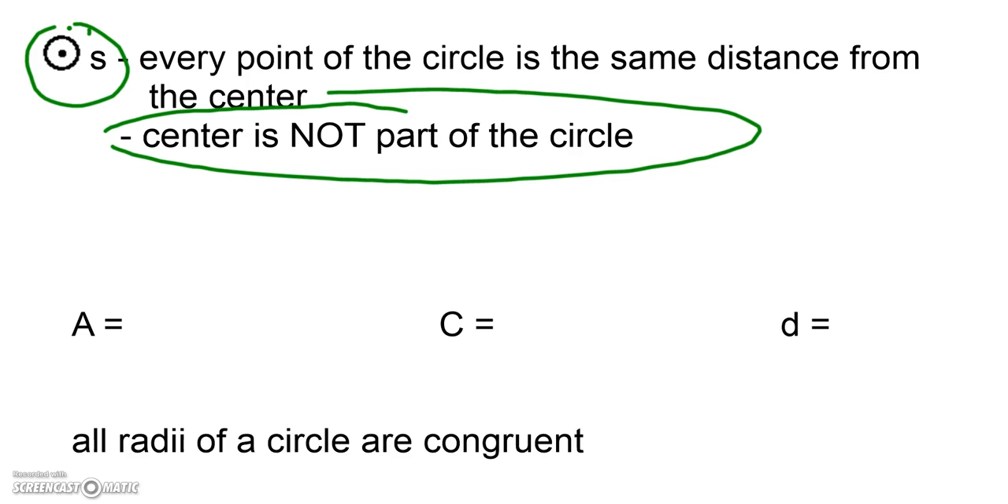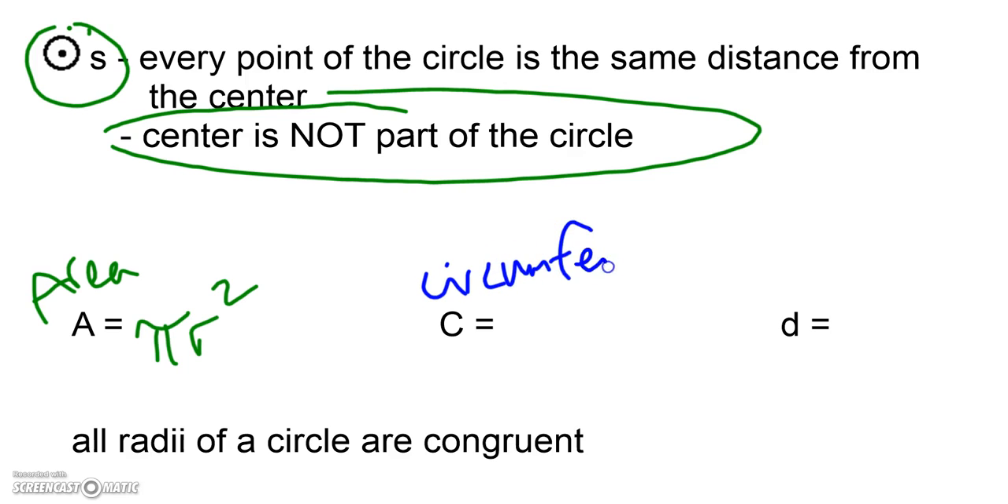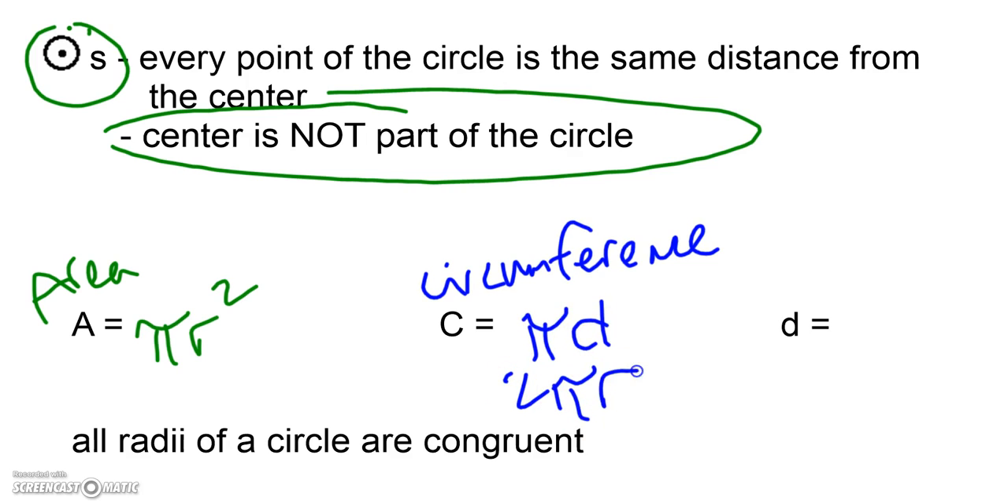So some of the things that we know about circles, we should know that this is area, and we know the formula for area is pi r squared. And this is for circumference, which is pi times d, or 2 pi r. And the d stands for our diameter, which is 2 times the radius.